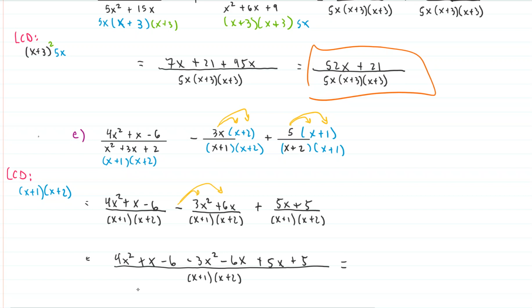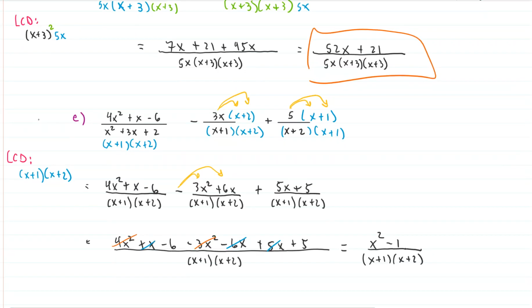4x squared and negative 3x squared gives us positive x squared. Let's see the x's. We have x and 5x, which is 6x, and negative 6x. All the x's cancel out. Well, that's nice. And then 5 and negative 6 give us negative 1. And in the bottom we have x plus 1 and x plus 2 again, our common denominator.